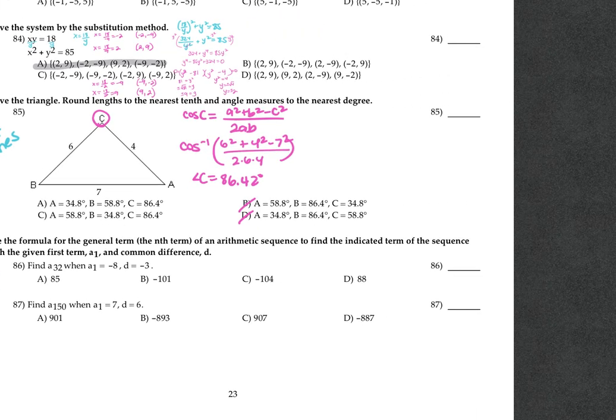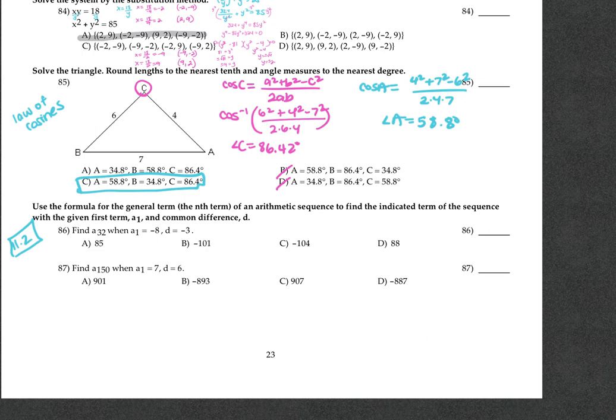Then if I go to A, cosine of A would equal B squared, which is 4 squared, plus C squared, which is 7 squared, minus A squared, which is 6 squared, over 2 times 4 times 7. Second, cosine, open the parentheses, 4 squared plus 7 squared minus 6 squared, close the parentheses, divided by, open them again, 2 times 4 times 7. And angle A is 58.8 degrees, so this is choice C.